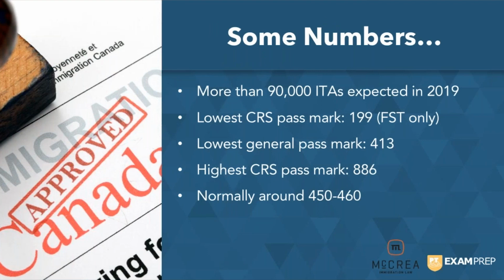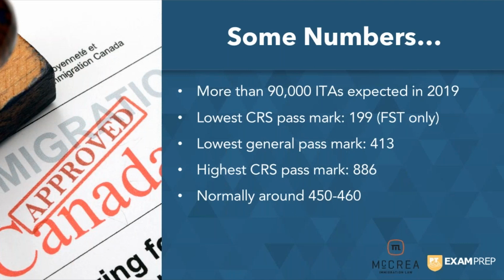So now let's look at some statistics. Canada admits about 300,000 immigrants a year, immigrants and refugees. Of those, we're expecting about 90,000 invitations to be issued in 2019. Now, not all of those are going to file an application, and of those, not all are going to be approved, but most will. And many of those will have accompanying family with them. So this represents a pretty big chunk of the Canadian immigration program.